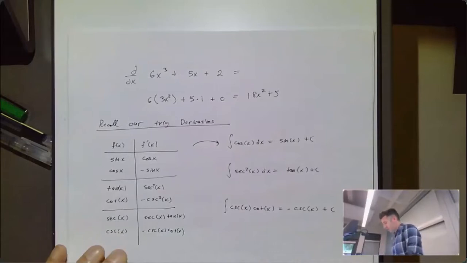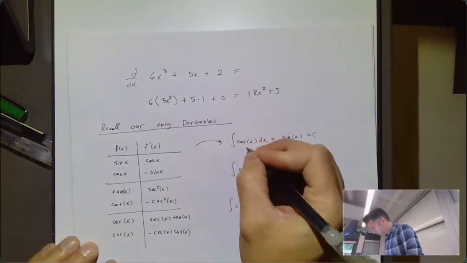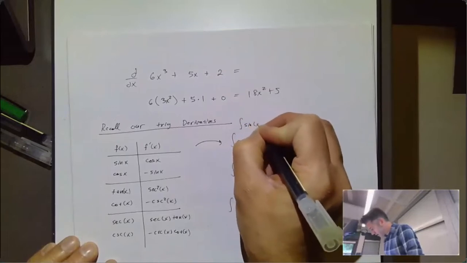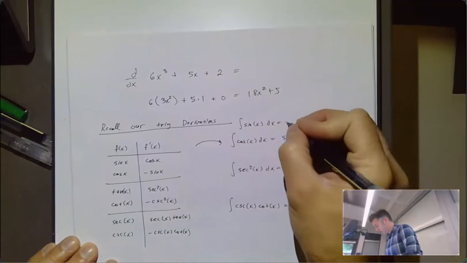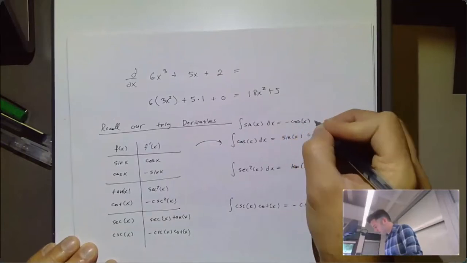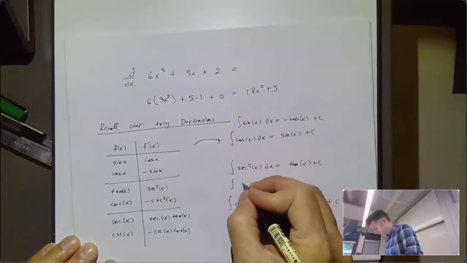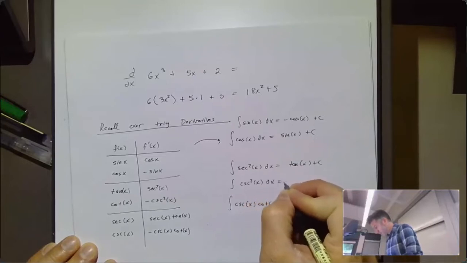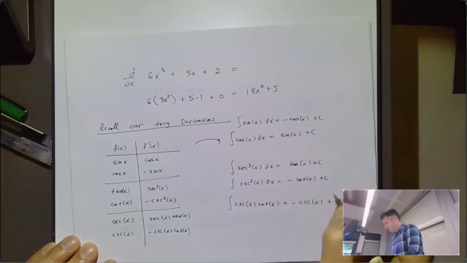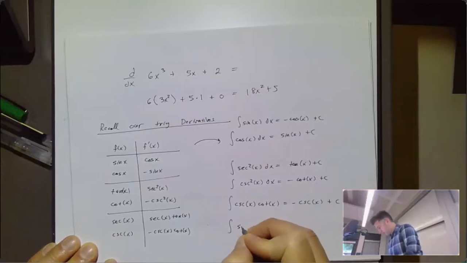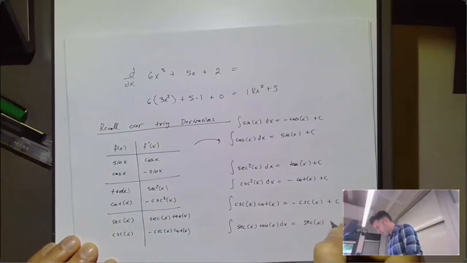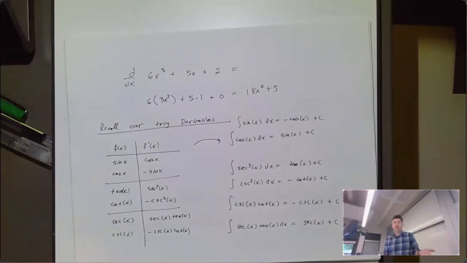And we could write them all in here, right? We could also throw in the integral of sine of x is going to be negative cosine of x plus c, and the integral of cosecant squared of x is going to be negative cotangent of x plus c, and the integral of secant of x times tangent of x is going to be secant of x plus c. No big surprises there, right? We know the derivative of secant is secant tangent. We know the antiderivative of secant tangent is secant.